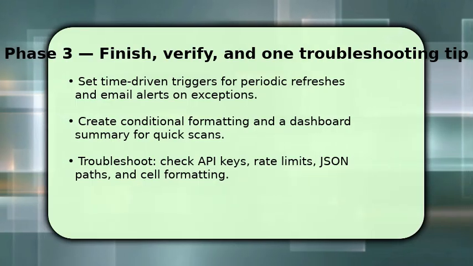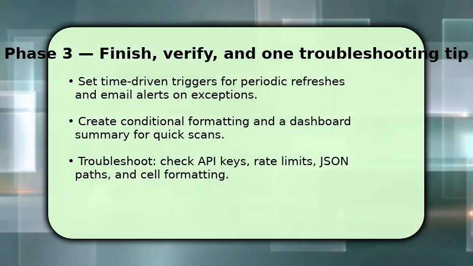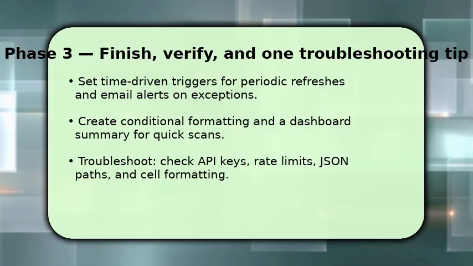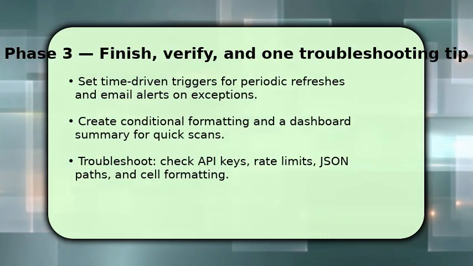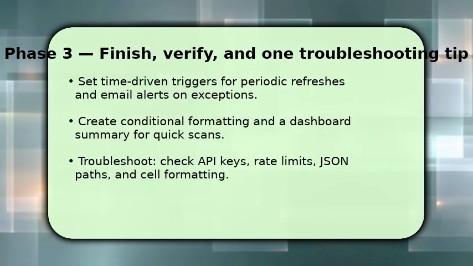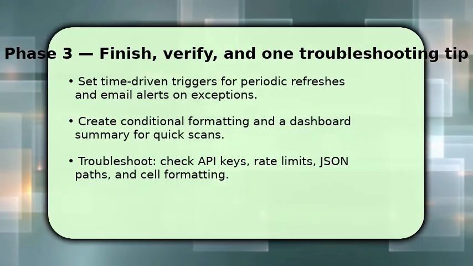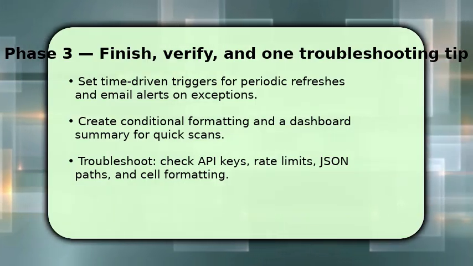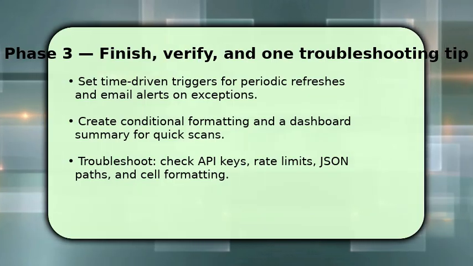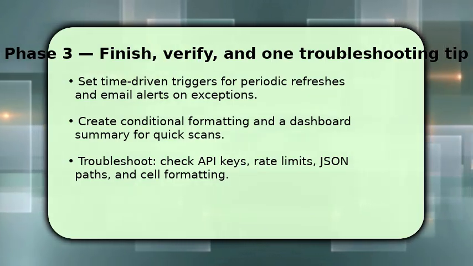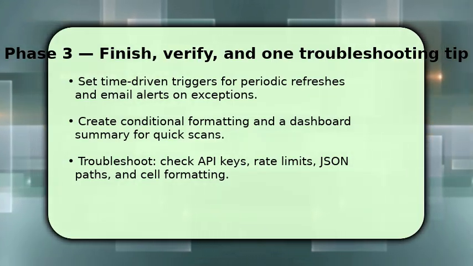Once done, build a dashboard sheet that summarizes late shipments, counts by carrier, and an exceptions list so you can prioritize actions quickly. If things go wrong, first verify API keys and rate limits, then confirm JSON paths and cell formats. This fixes most issues. Make sure to log errors to the status log for future debugging.